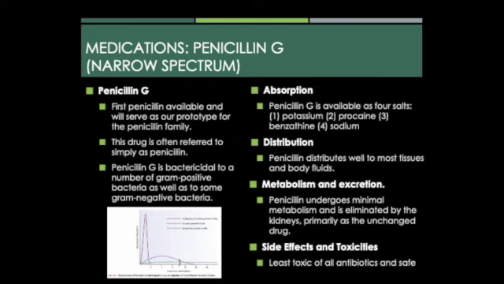Penicillin undergoes minimal metabolism and is eliminated by the kidneys. And when it is eliminated, it's primarily unchanged. Renal excretion is about 90%, and it involves active tubular secretion. The other 10% will be a result of glomerular filtration.